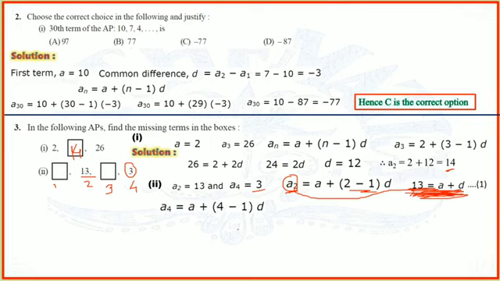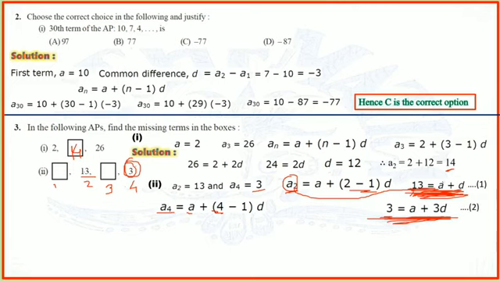Now similarly we go for the last one, the fourth term that is given. a4 is equal to a plus (n minus 1) into d, with n equal to 4. The fourth term is given as 3, so we put here 3 equals a plus (4 minus 1) into d, that is 3 equals a plus 3d. This is equation number 2.